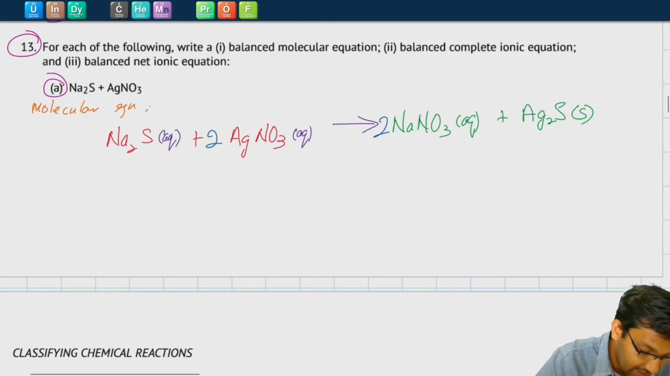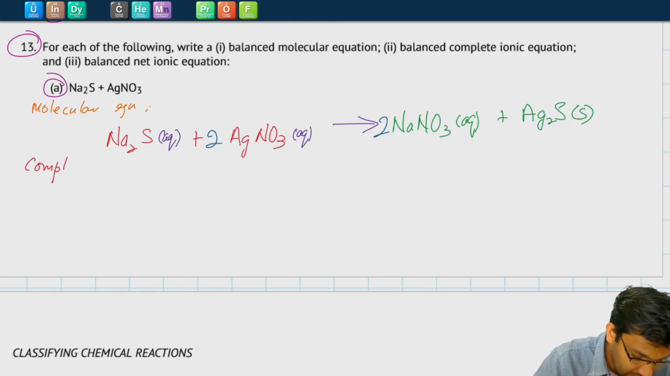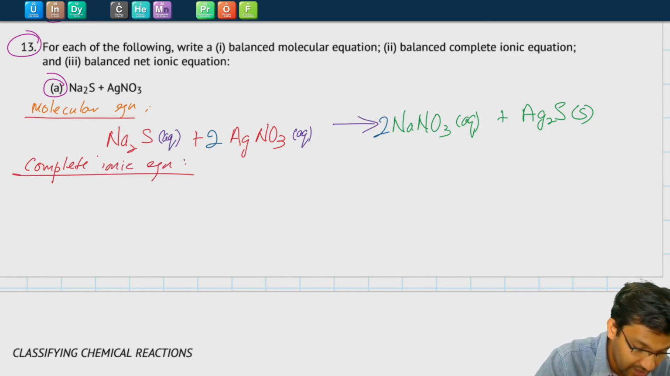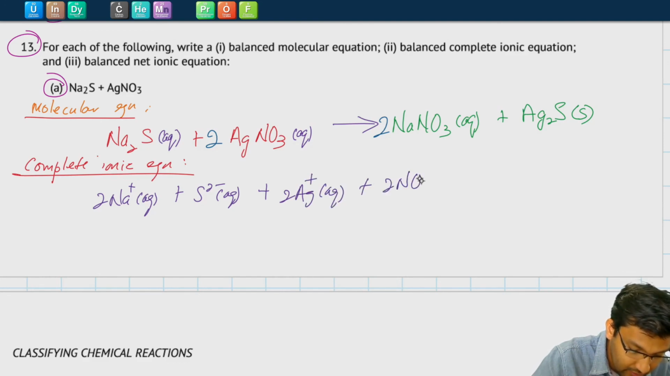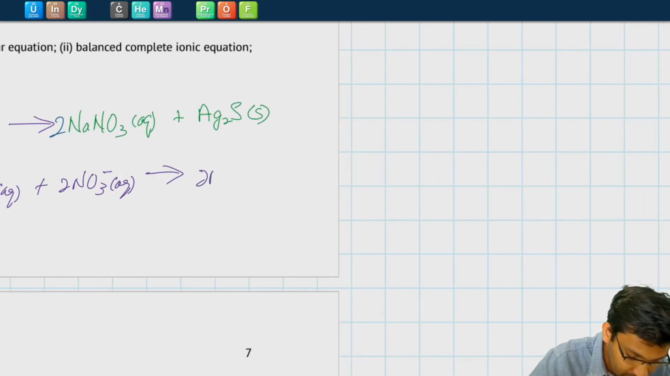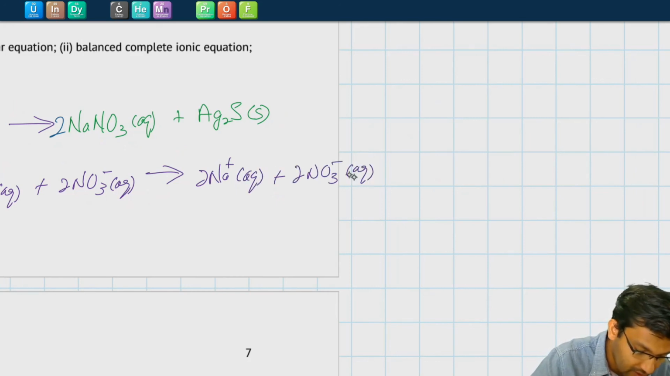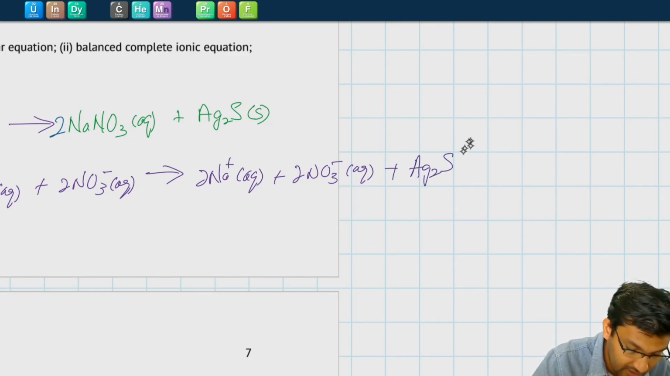All right, let's look at our complete ionic equation now. Remember, complete ionic equation, we just break apart everything that's aqueous. So we have 2 sodium plus aqueous plus an S2 minus aqueous. For here we have 2 silver plus aqueous plus 2 nitrates minus aqueous. On the right hand side we have 2 sodiums aqueous plus 2 nitrates aqueous plus this compound is a solid, so we don't break it apart. It's Ag2S, silver sulfide, solid.